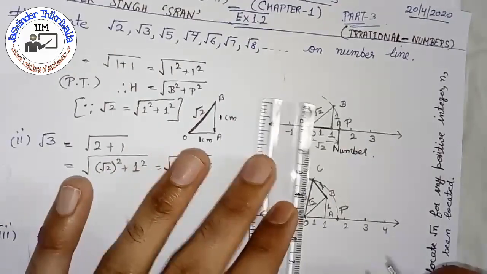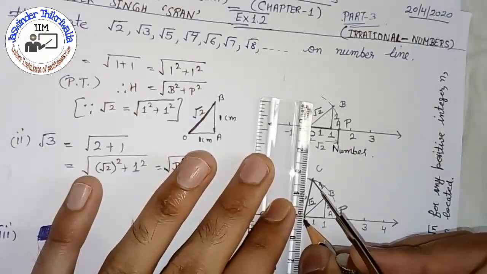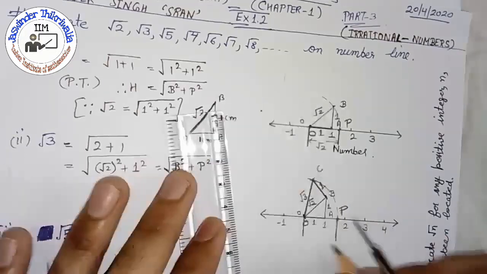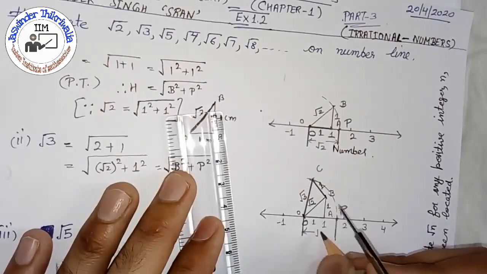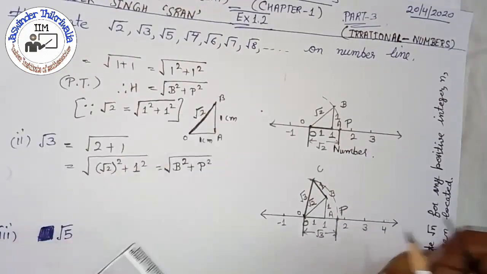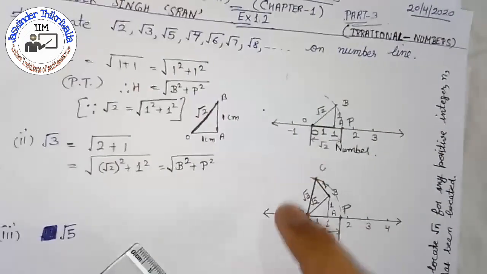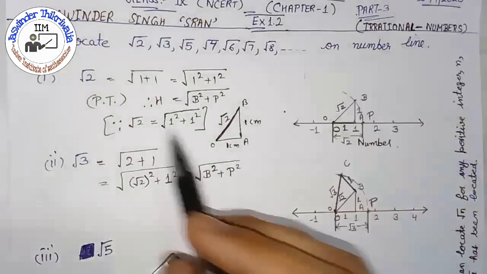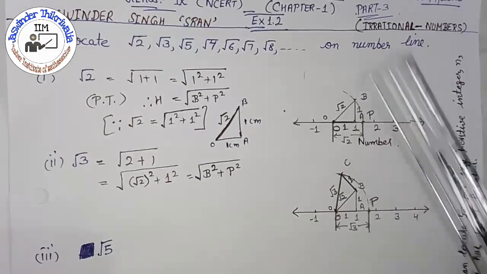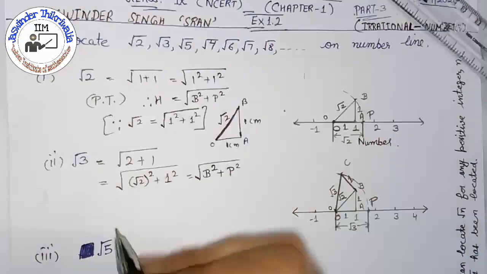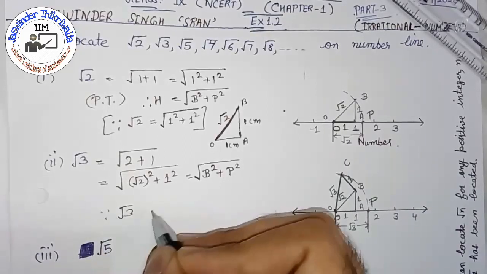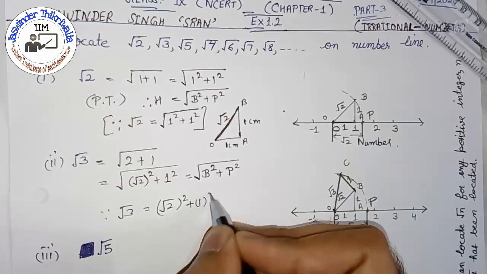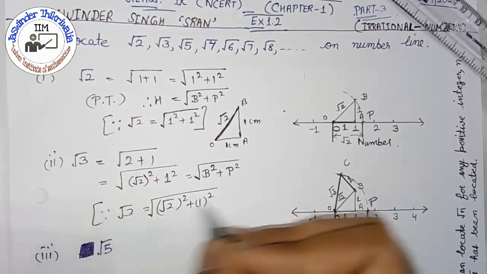So now, what is the distance from O to P? It is root 3. I hope I am clear up to here. Root 2 is over. Now this was root 3, because we express root 2 as root of 1 square plus 1 square, and root 3 is equal to root of root 2 square plus 1 square. So this is located here.